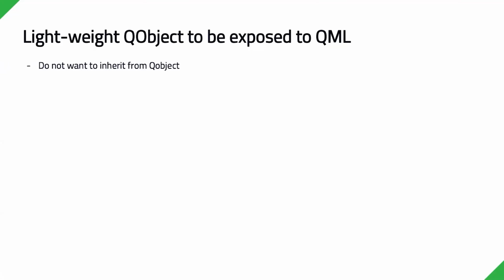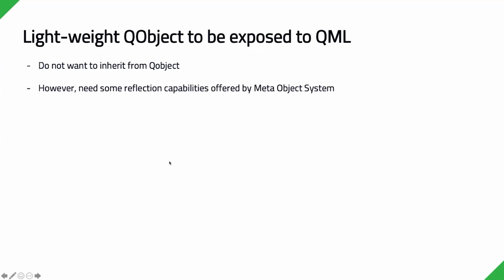So the requirement here is I don't want to derive from QObject, because there are other signal slots and other mechanisms exposed by the QObject that I don't want to leverage. So give me something so that I don't have to inherit. But I definitely want some reflection capabilities that are offered by the Qt meta-object system. So what are those? The answer is Q_GADGET.